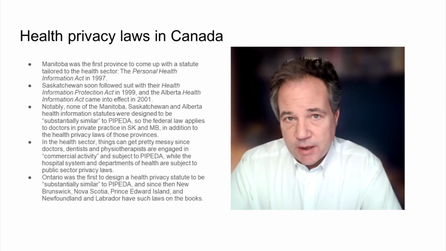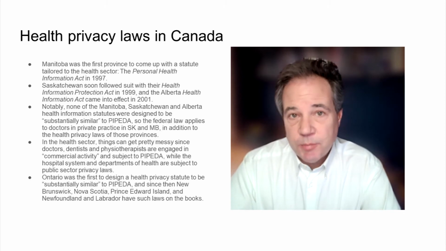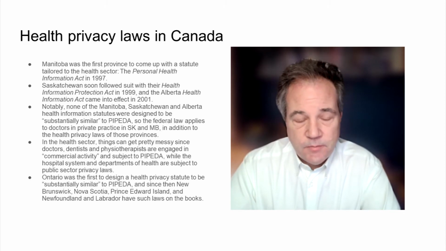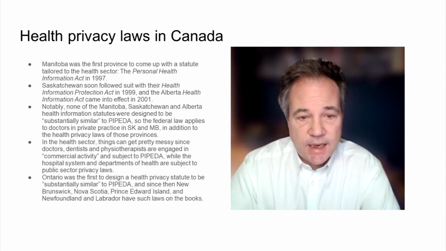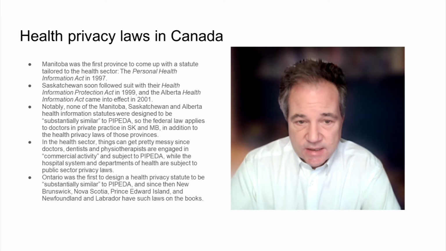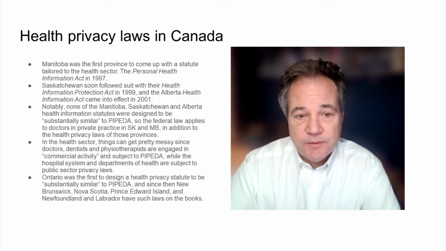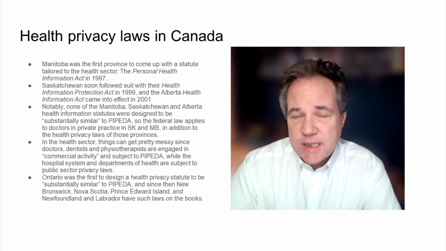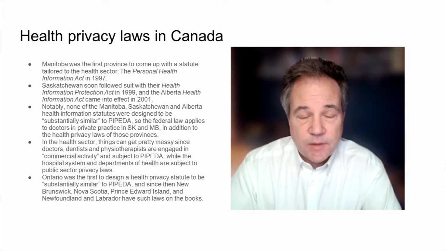We also have a species of privacy law in Canada dealing with health privacy, health information. And actually, Manitoba was the first Canadian province that came up with its Personal Health Information Act in 1997. And Saskatchewan soon followed suit with its Health Information Protection Act in 1999, and the Alberta Health Information Act came into effect in 2001. Now, none of those laws were designed to be substantially similar to PIPEDA, so you can still have circumstances where the federal law will apply or can apply where that provincial health privacy law does.